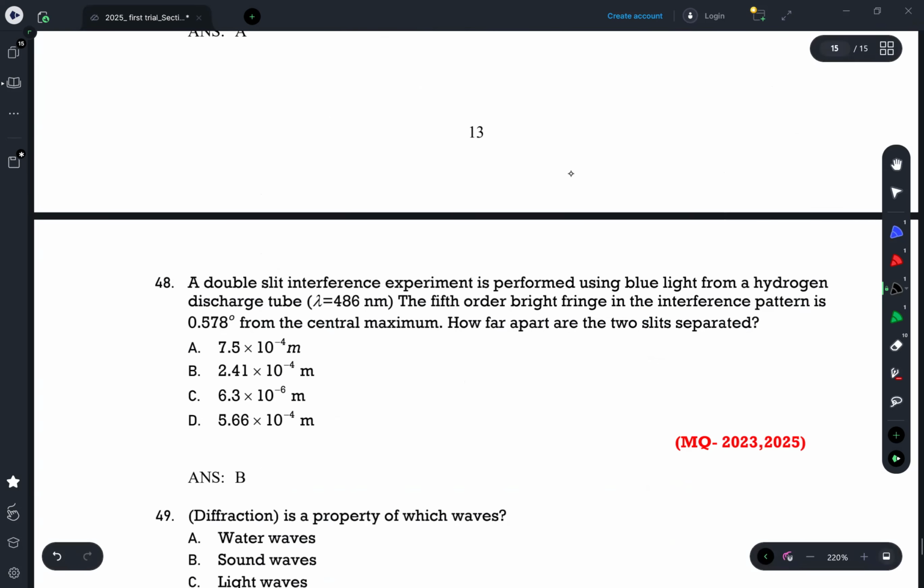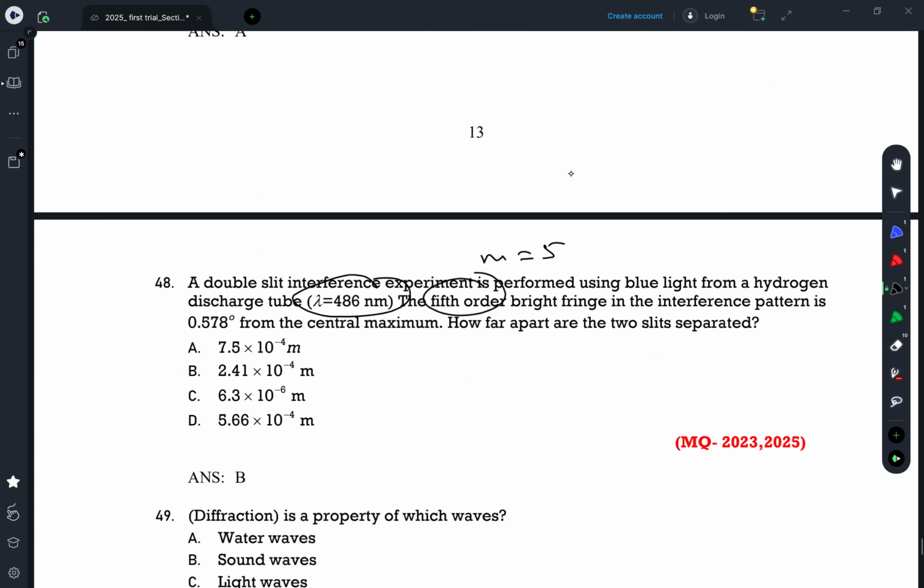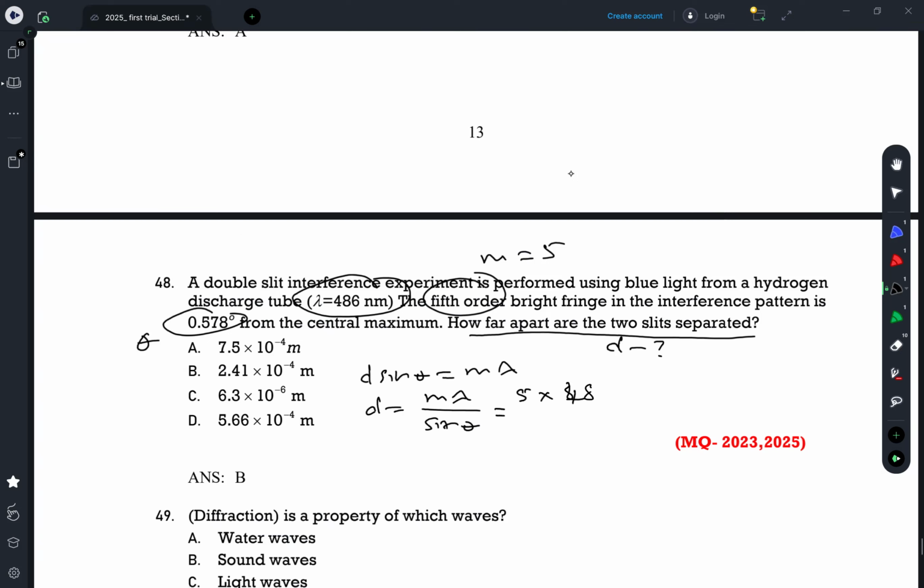Question number 48. A double slit interference experiment is performed using blue light of hydrogen. Lambda is given. The fifth order bright fringe, m equal to 5, is at this angle theta. How far apart are the slits? So d is the question. We know d sine theta is equal to m lambda for bright fringes. Then d is equal to m lambda over sine theta. m is 5, lambda is 480.